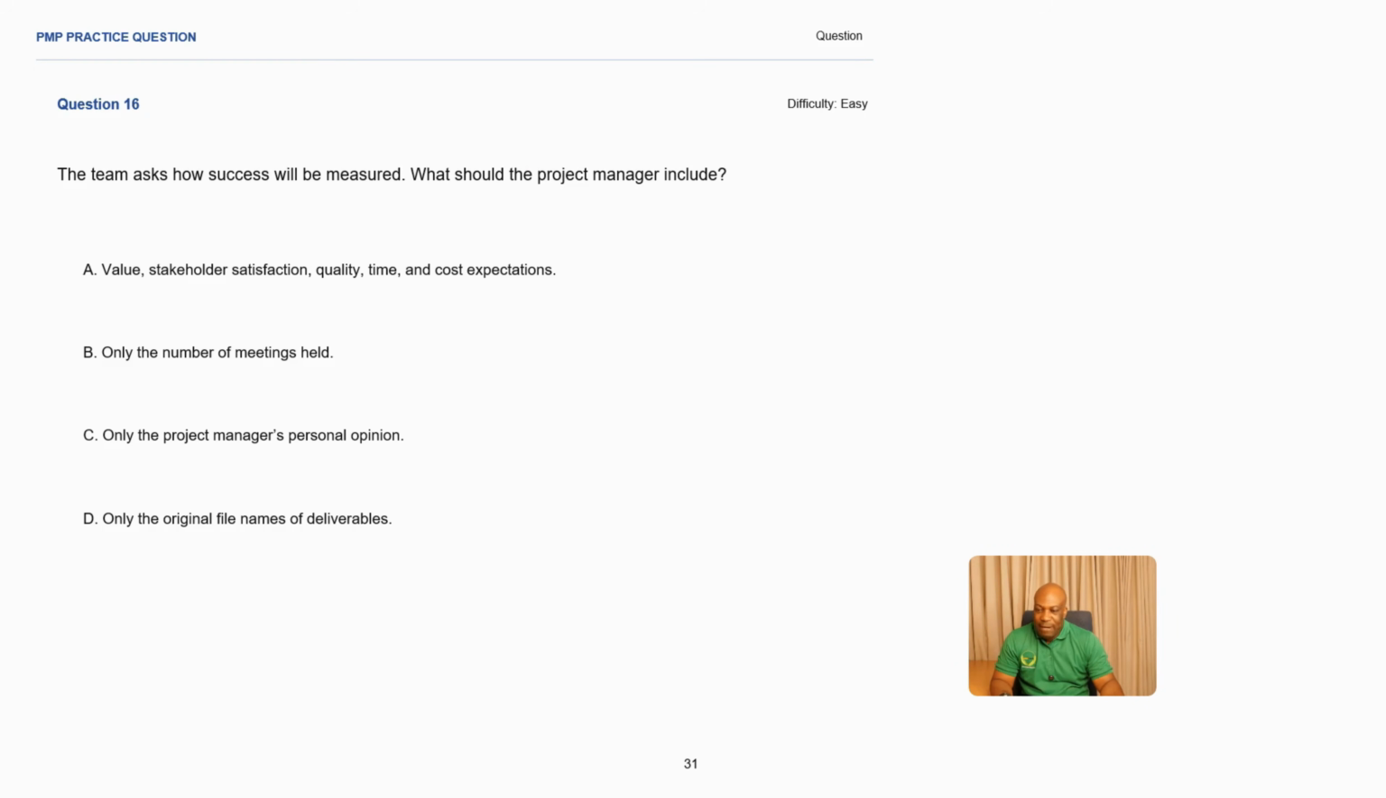All right. Practice question number 16. The team asks how success will be measured. What should the project manager include? Okay. So the difficulty level here is easy. So what does it mean? What is our problem statement in this case? The team is asking how success will be measured. This is very important. How do we measure success in the project? So this is what the team is asking.